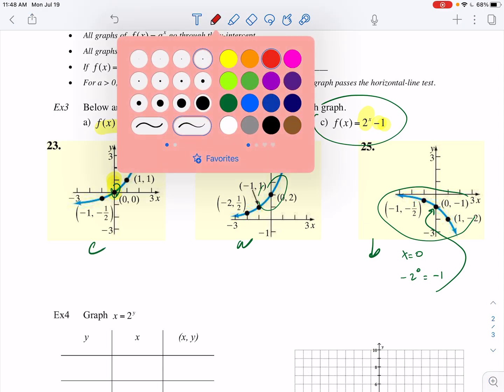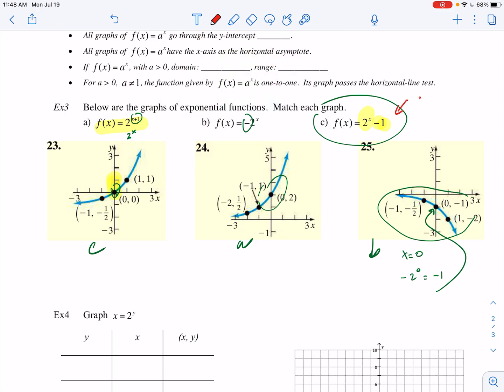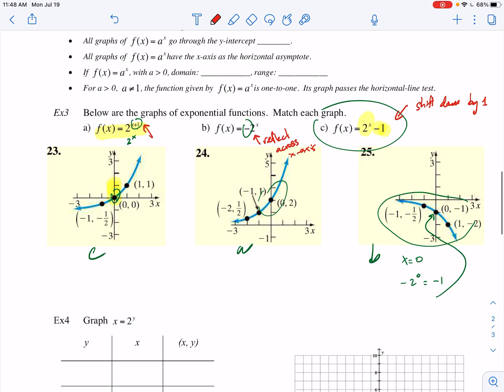So we can make this note here. This right here is a shift down by 1 unit, and this here is a reflection across the x-axis, and then this right here is a shift to the left by 1 unit, right?